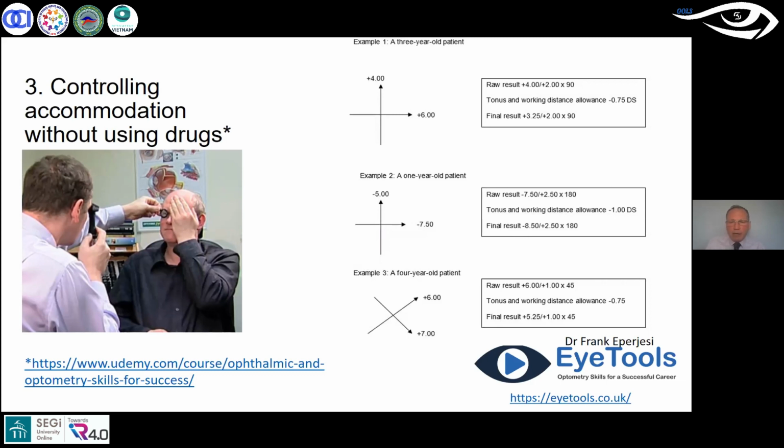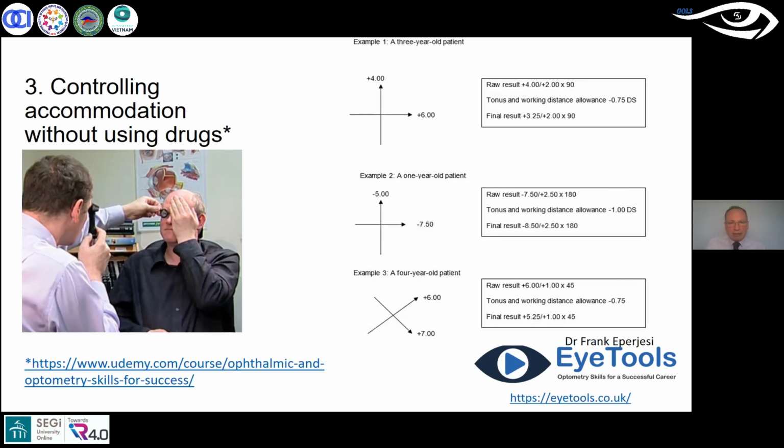I spent a lot of time working in a hospital, and in hospital, the standard language of refraction is in plus cyls. It's to do with cataract extractions and stitches and so forth, but we won't go into that. So here, the raw result is +6 with a +1 cylindrical power with an axis of 45. This child is older than two, so we have that -0.75 allowance. And again, I find this works really well.